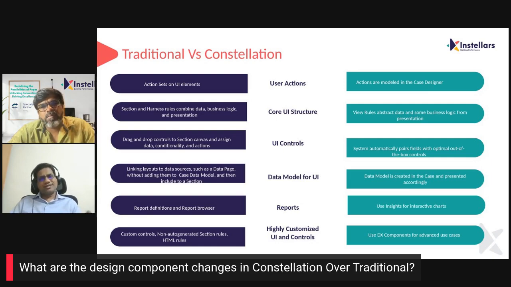As you already mentioned about custom components and non auto-generated section rules, HTML rules and all, we used to write it out in Constellation the traditional way. Here we cannot go and write it out. So if you want to touch upon anything, we should use custom DX components. We already discussed custom DX components, and unless it is really required for that particular project, we should follow the best practices of Constellation and try to use the out-of-the-box one, Manju.